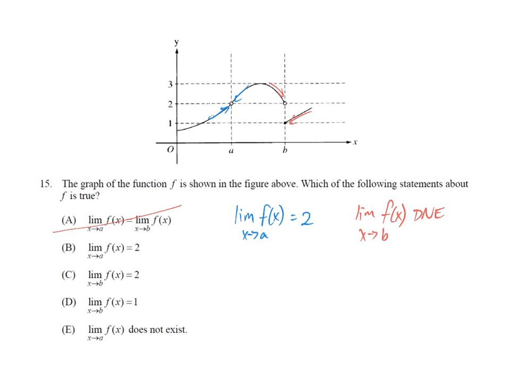Looking at B, the limit of f of x as x approaches a equals 2. Hey, according to what we wrote, that is true. Let's keep going to make sure that's the best answer. C says the limit of f of x as x approaches b is equal to 2. No, because we said that doesn't exist. And we know that the limit as x approaches a does exist, so that's not the answer. So B is the best answer. Boom, we're done.